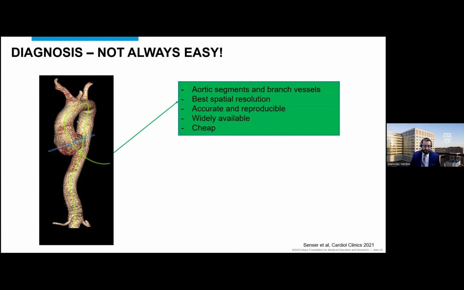You can visualize the aortic segments and branch vessels really well. This gives you the best spatial resolution compared to all other imaging modalities. It is really accurate and reproducible and is widely available. Even small emergency departments or urgent care centers these days have a CT scanner, and it's actually pretty cheap.